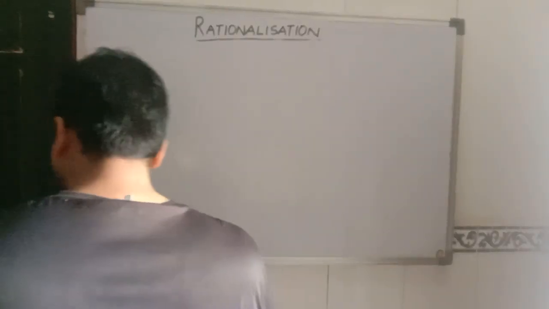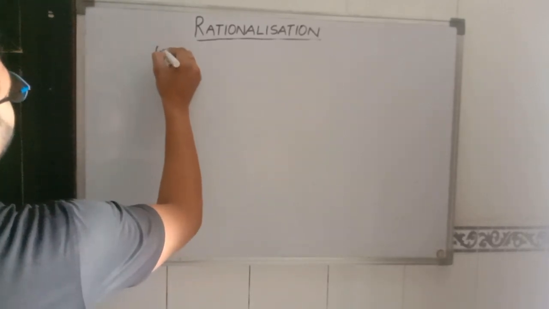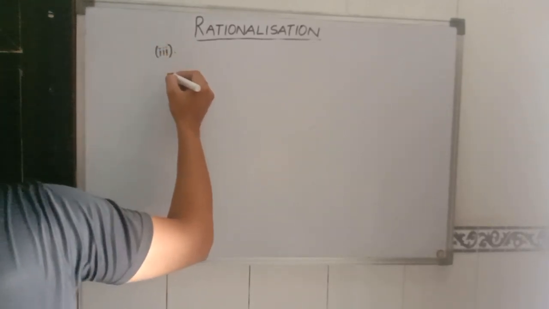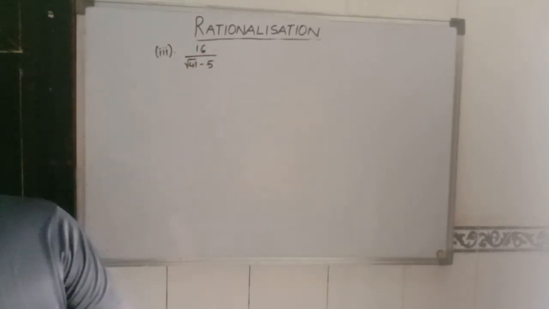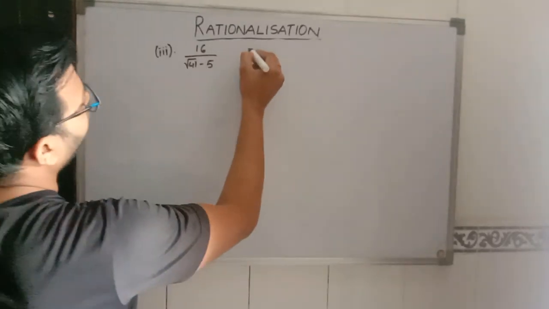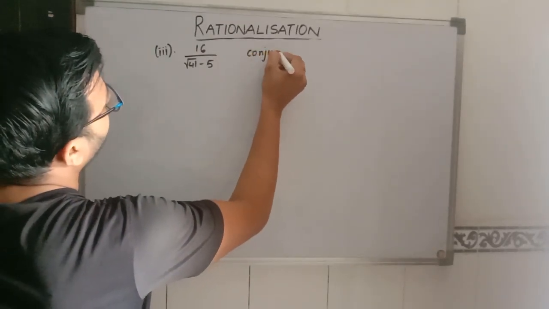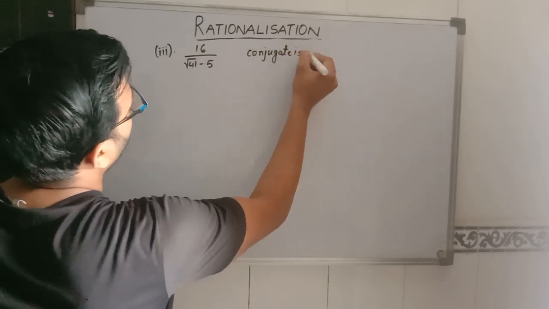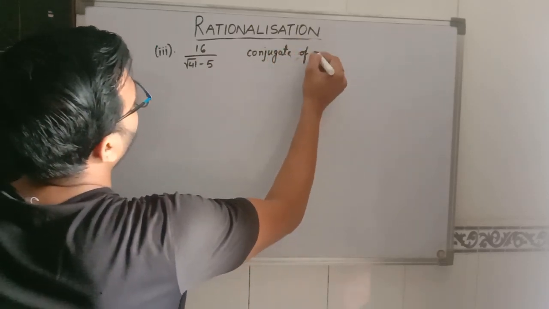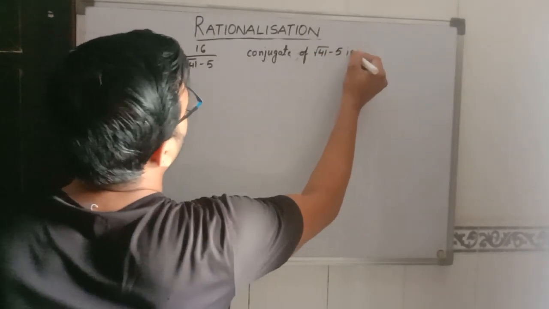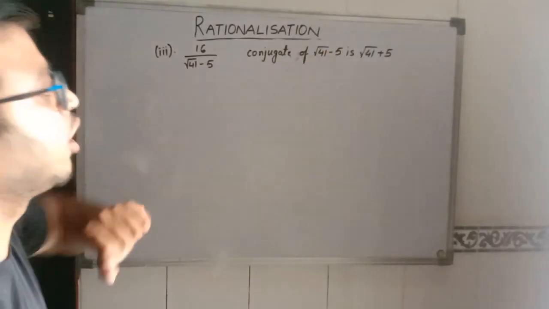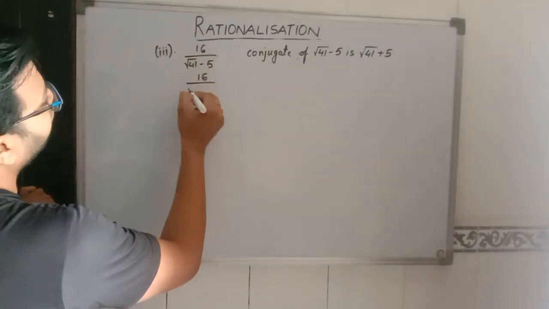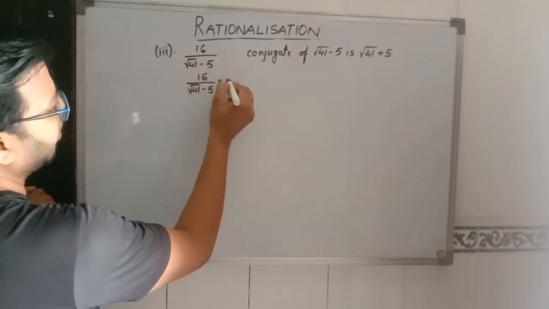Now we are still on the type 2 questions we are solving right now, but we are just increasing the difficulty level. The next question is 16 upon root 41 minus 5. This is the question. Now again, first of all, the conjugate of the denominator, the conjugate of root 41 minus 5, is root 41 plus 5. Okay, the conjugate of the denominator is root 41 plus 5. Now what we are going to do? First of all, we can write it like that, multiplied by 1.